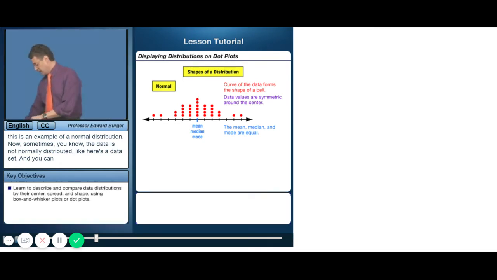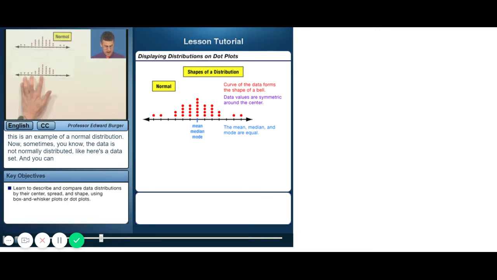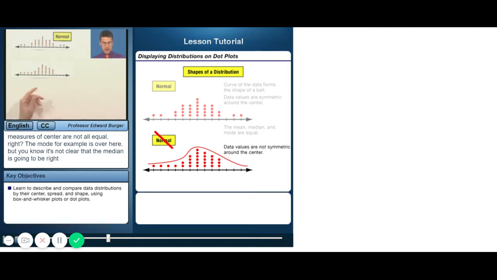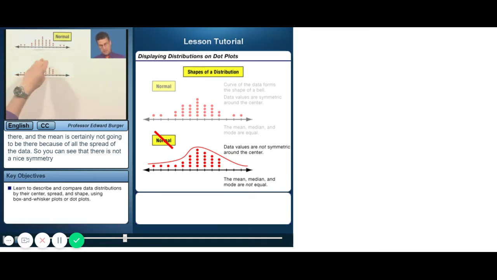Now, sometimes the data is not normally distributed. Here's a data set, and you can see this is an example of a data set that's not normal, because first of all, it's not symmetric at all, right? And notice that the measures of center are not all equal. The mode, for example, is over here, but it's not clear that the median is going to be right there, and the mean is certainly not going to be there because of all the spread of the data. So you can see that there's not a nice symmetry.